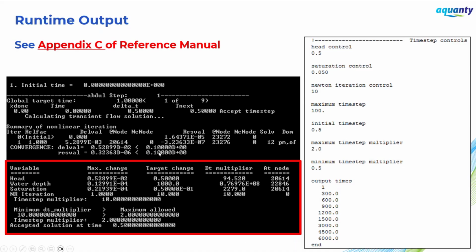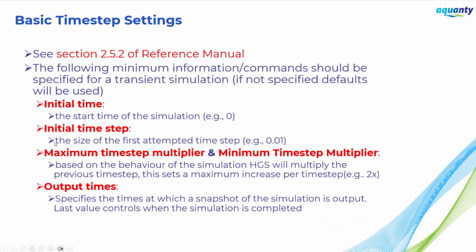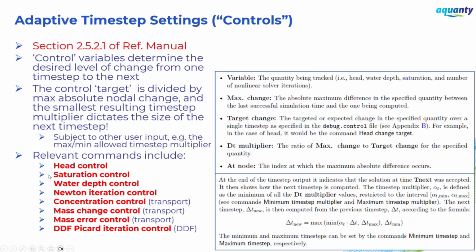So we've already seen an example. Earlier we took a close look at the output that you see when the model runs. If you ever need a refresher on that, you can check Appendix C of the manual. But in general, there are basic time step settings, things like your initial time step size, minimum and maximum time step multipliers, and the output times command, which specifies when a snapshot of results will be taken.